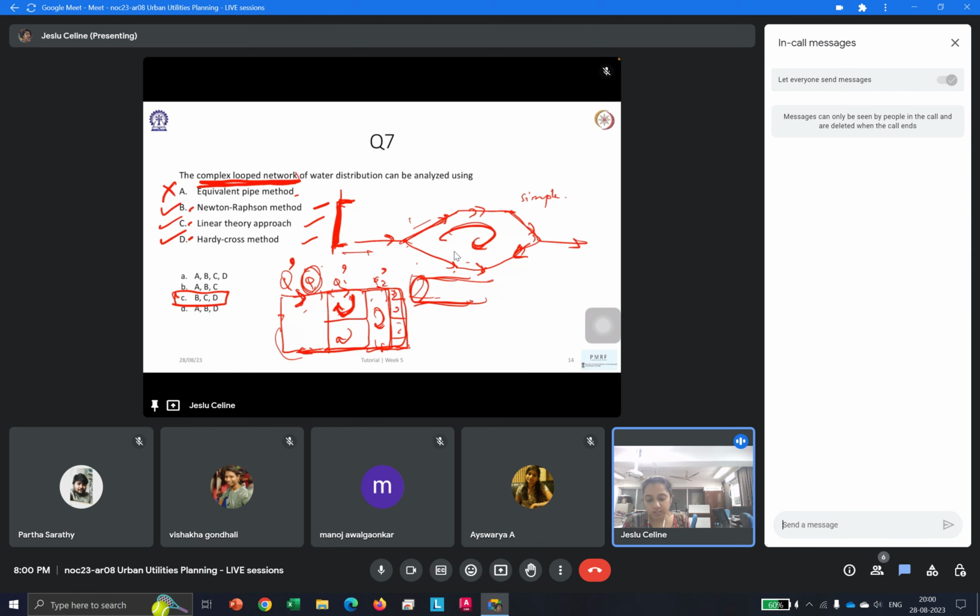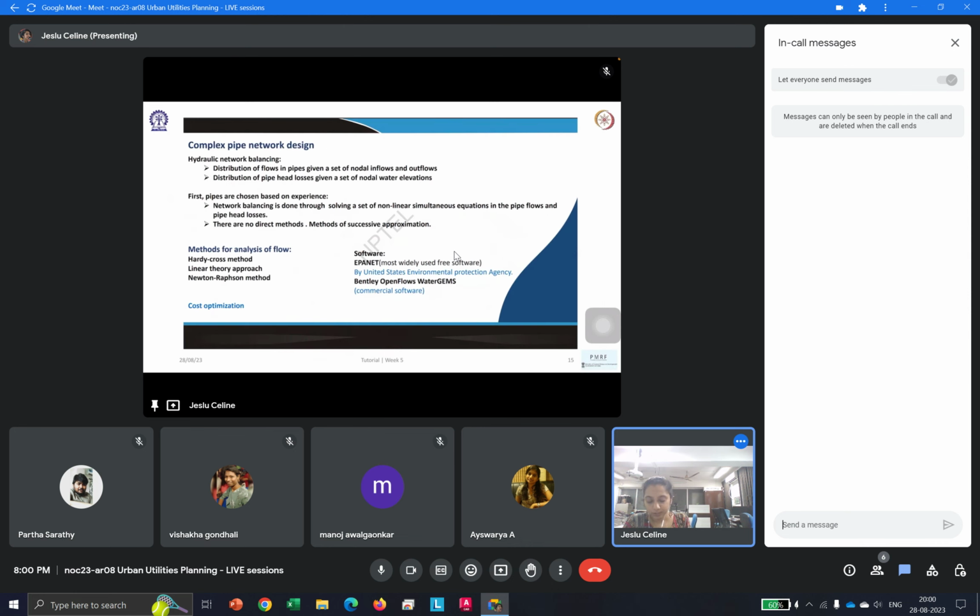This is what we learned in our lecture also. The method for analyzing a complex pipe network is that we use Hardy-Cross, linear theory, and Newton-Raphson. How we do it is network balancing by solving a set of simultaneous equations in the pipe flow. In order to solve these equations, we need some assumptions. So we start with some assumptions and simultaneously solve all these non-linear equations, and then we improve our assumption based on this and come to a final value. Right. So any doubts in this question?